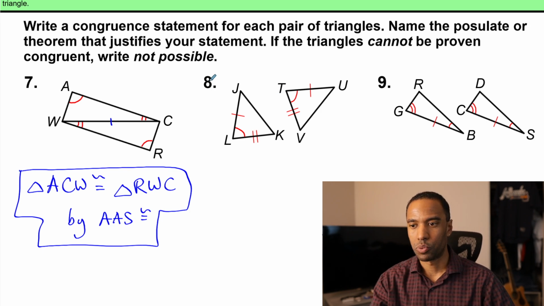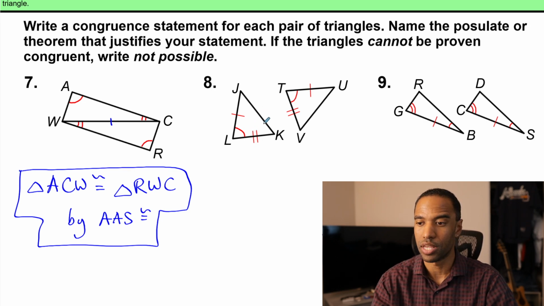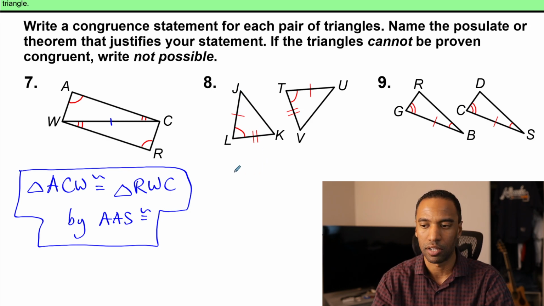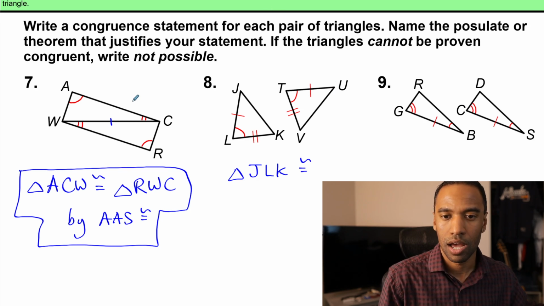Okay, let's check out number 8. This one's already pre-drawn. It looks like we've got a side, angle, side working with a side, angle, side. Yeah, we can use that. Let's call this triangle JLK. I think it'll work out saying go across the 1 tick mark to the 1 arc mark to the 2 tick mark. So triangle JLK is congruent to, so let's go across the 1 arc mark.